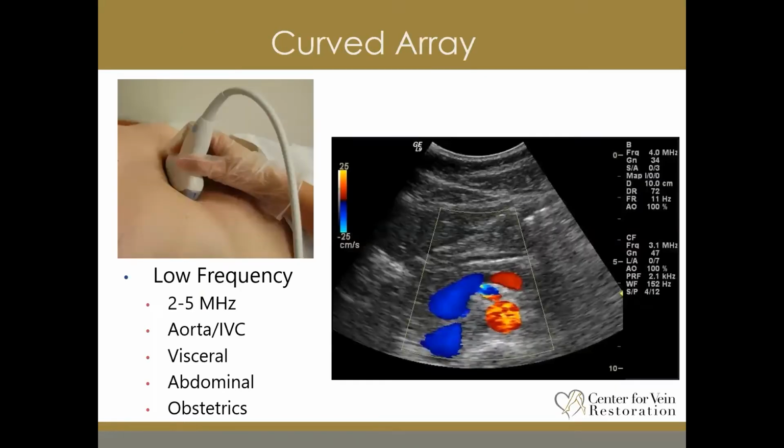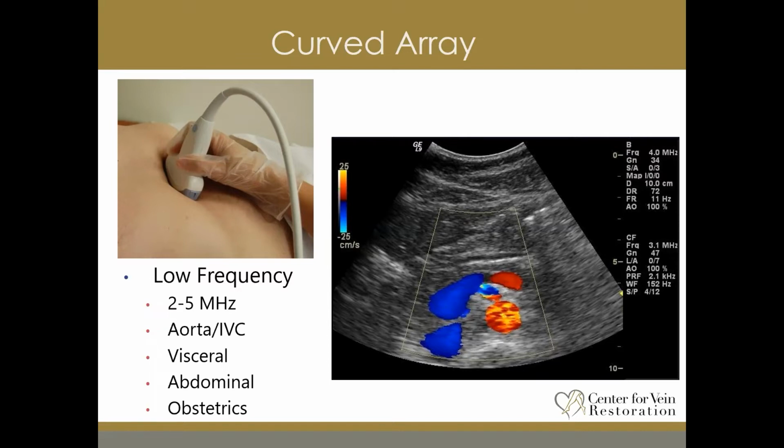This is a curved array transducer. It has a lower frequency. It's used mostly for evaluating the abdomen. For vascular studies, we typically use this transducer for aorta, inferior vena cava, visceral, and arterial evaluations.